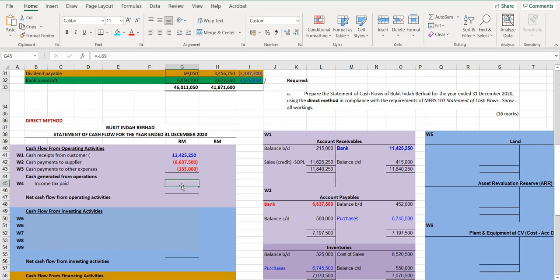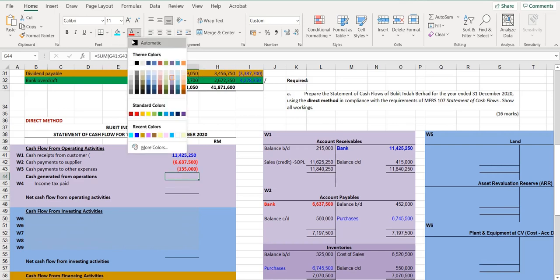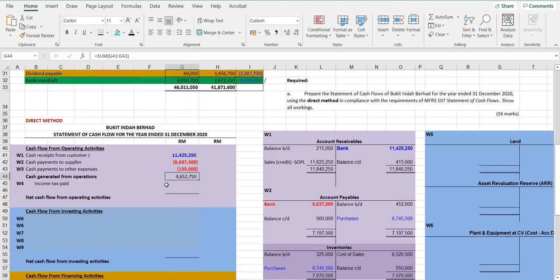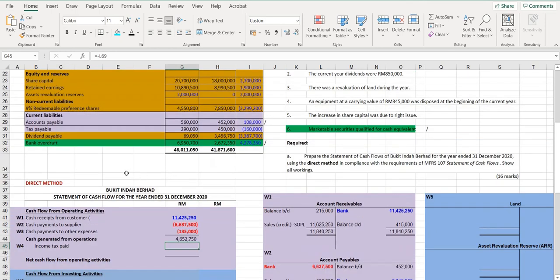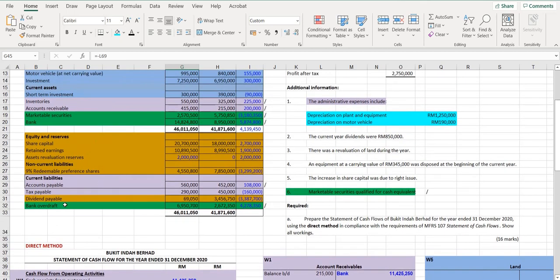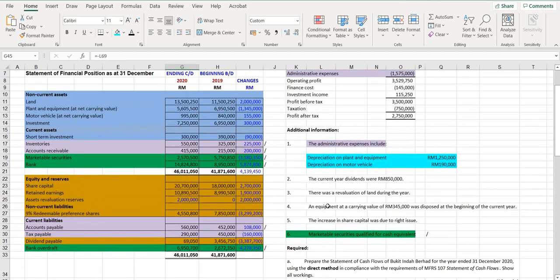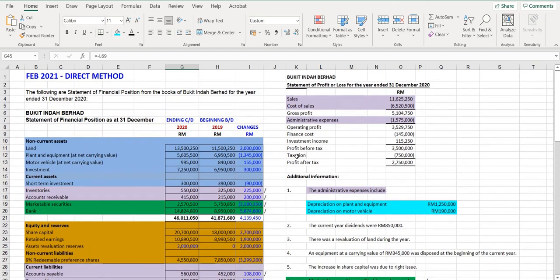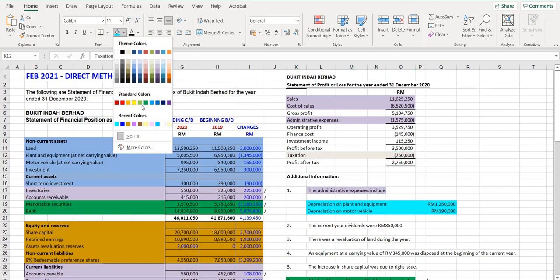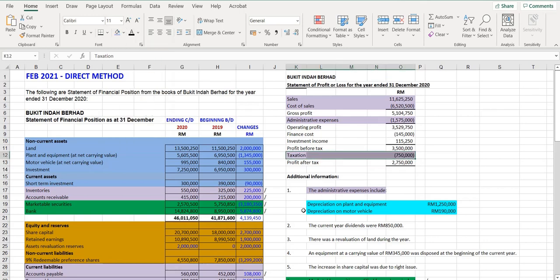You will have the first total, which is cash flow generated from operations, which is an inflow. After that, you will be doing the income tax paid. You're going to show how much tax you paid to the inland revenue during the year. So for tax, go and check if there is any tax paid information in the additional information. None, but you would see there is some information on tax here, 750,000, and we are going to find out the tax paid.